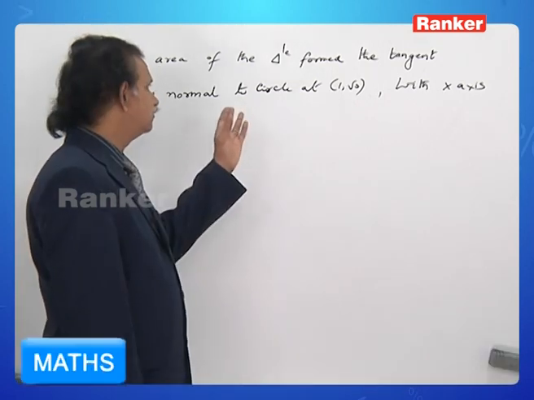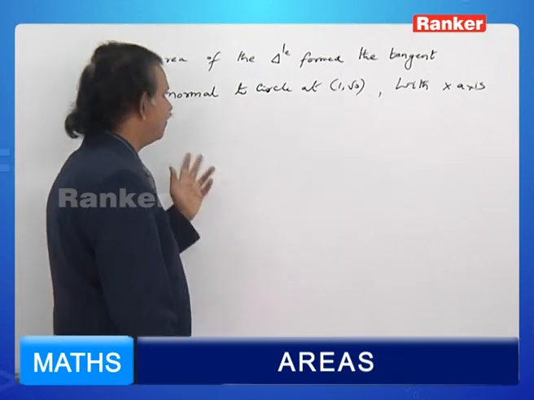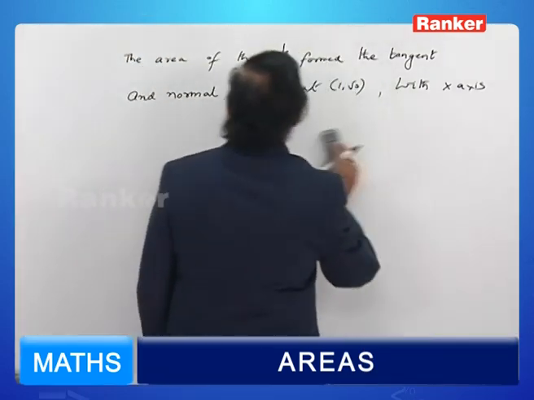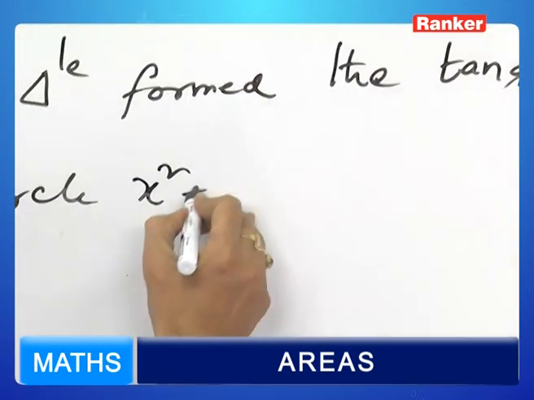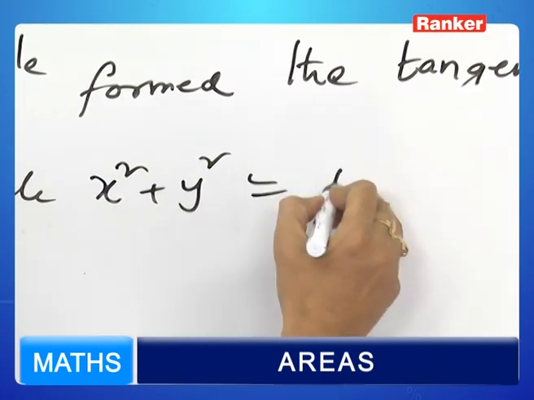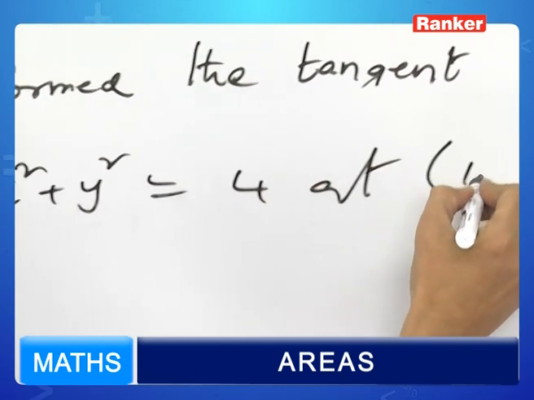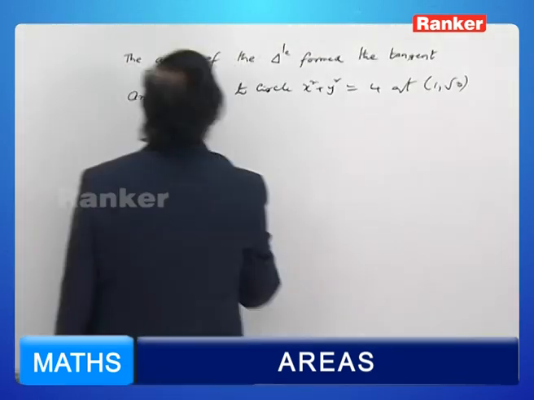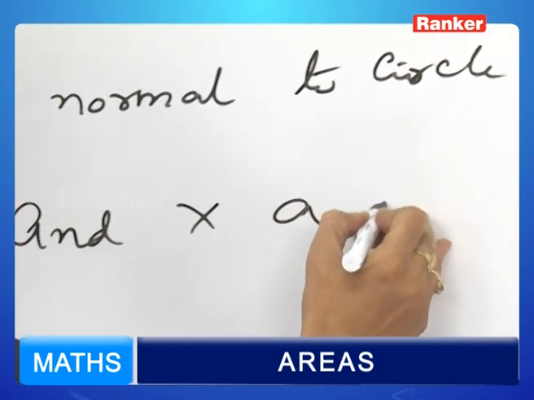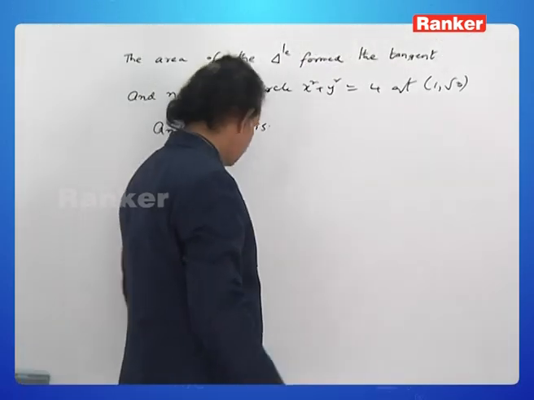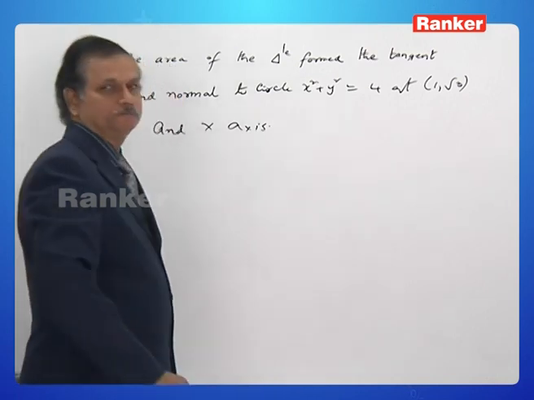So we have to understand the nature of the circle. To the circle x square plus y square is equal to 4 at 1 comma root 3 and x axis. This is the original problem. That is the problem given.